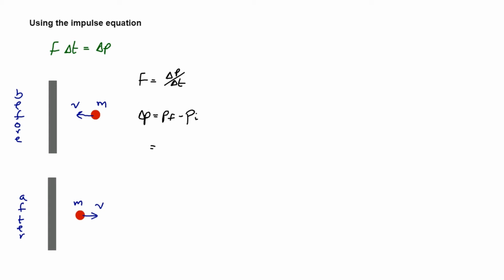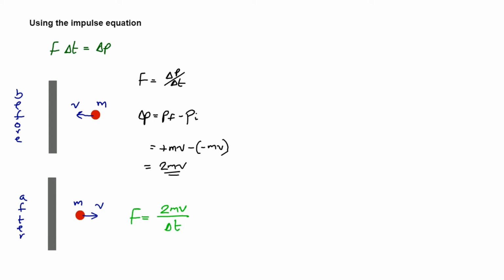Because momentum's a vector, the final momentum is plus mv if we take velocity to be positive going to the right, and then we have to subtract the initial momentum. Well, the initial momentum will be minus mv, so it's minus minus mv, and of course that gives us 2mv. Interesting, and so therefore we can write down that the force on the ball due to that collision is going to be delta p, 2mv, divided by the time taken, delta t.